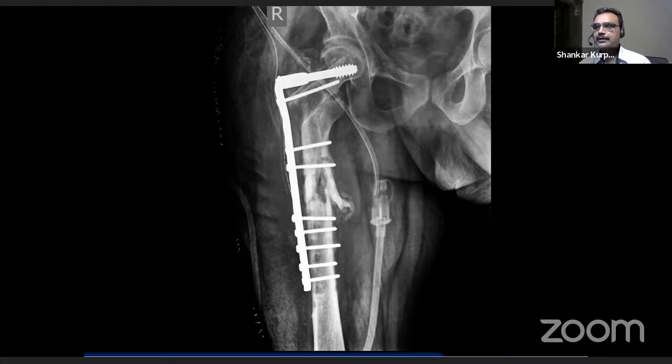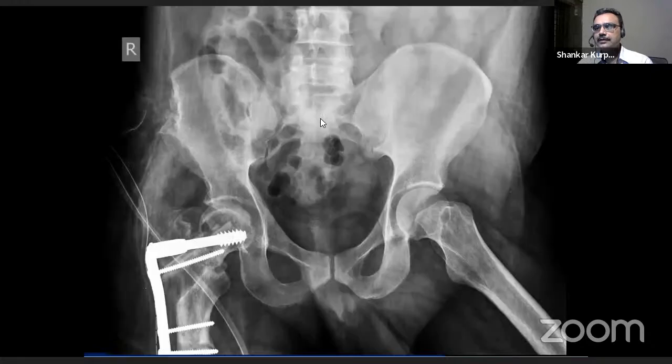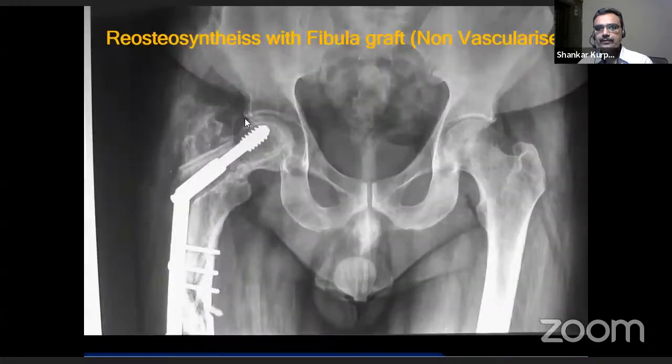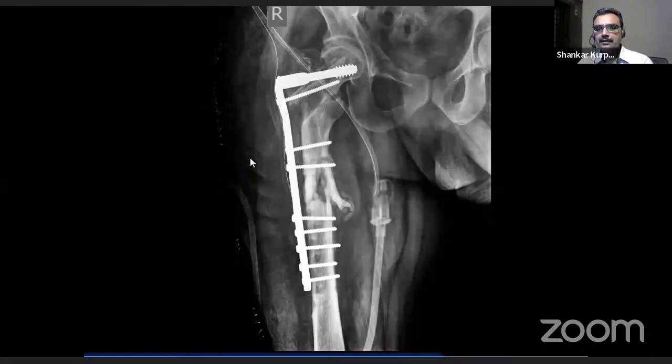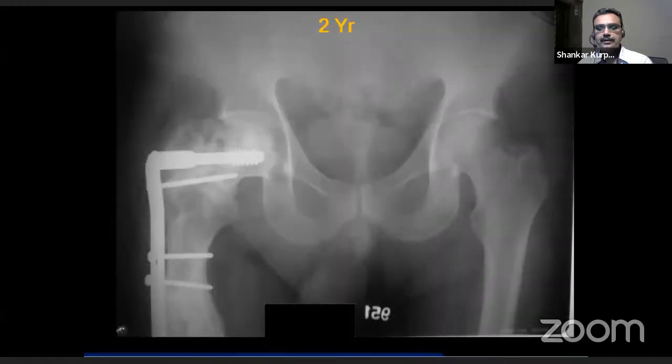I would definitely agree with criticism on the fact that we have contributed to the coxa breva. But considering that we had to deal with an infected mess like this, and we eventually were able to give him a working functional hip with no obvious avascular necrosis at 2 years plus, I personally would be happy with this. Any comments and suggestions, sir?